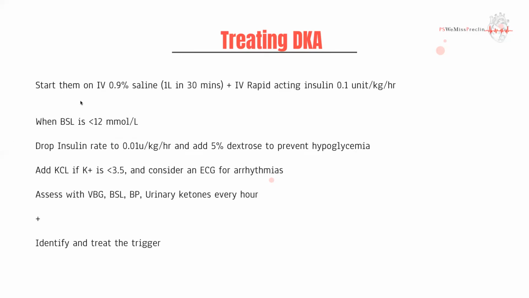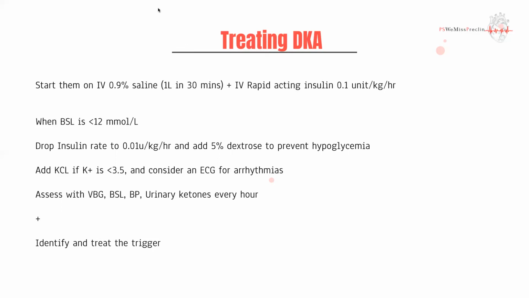So that's what I've talked about. Just a bit more information if you'd like to have a read. Start them on 0.9% saline, and we give them 1 liter in 30 minutes. And we also give rapid acting insulin, 0.1 unit per kg per hour. Once the BSL is below 12, we drop the insulin rate because we don't want to push them into a hypo, and we add 5% dextrose. So this is again all to prevent that hypoglycemia.